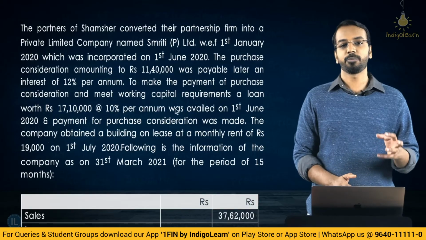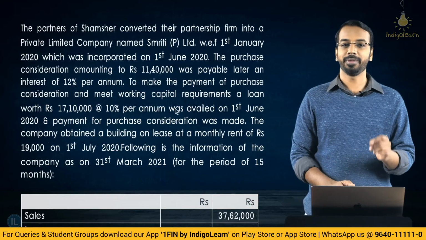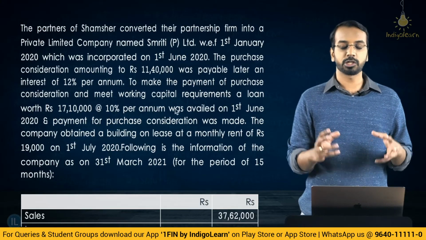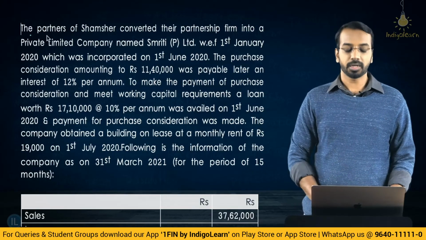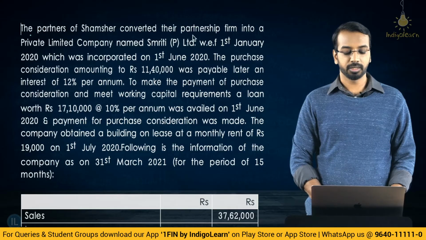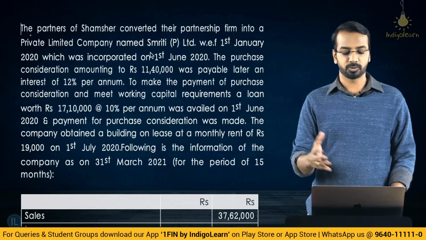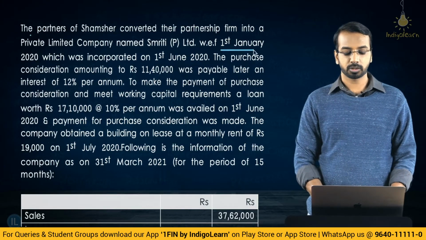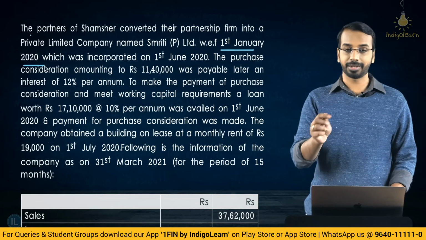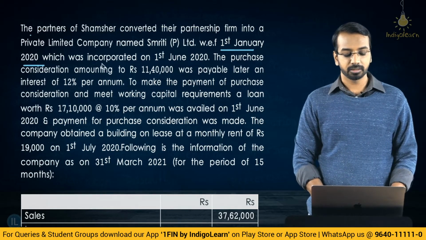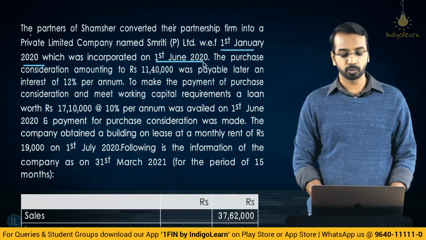Let's now have a look at a question on pre and post incorporation from RTP May 22. Pretty simple question. The only complexity here would be calculation of the ratio, right? The partners of Shamsher converted their partnership into a private limited company with effect from 1st of January of 2020. That is the date of effective conversion, and it was incorporated on 1st of June of 2020.